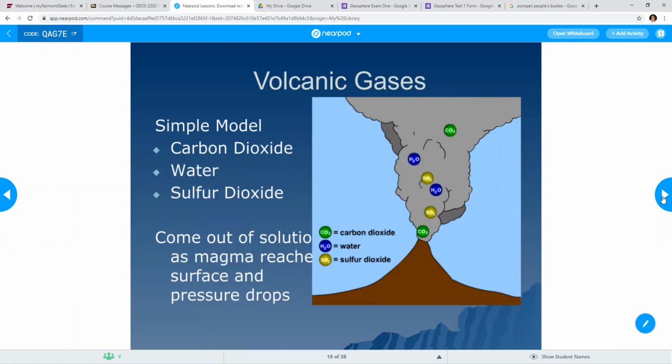And so what kind of gases come out of volcanoes? Well, the basic ones are carbon dioxide, CO2, water, H2O, and sulfur dioxide, SO2. What happens is they're mixed into the magma, but as it rises up through the earth, and the density gets less and less, the gases escape, and so it comes out of solution. And so we're probably thinking, well, okay, carbon dioxide, that's in our atmosphere all the time. We breathe that and breathe it out. Water droplets, that's also in our air.